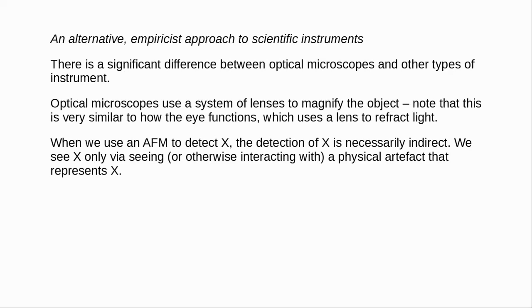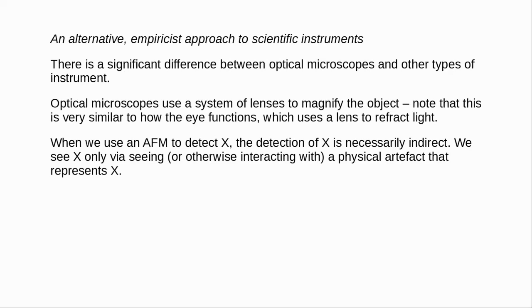The microscope, I suppose, could produce sounds, or it could construct an object that could be touched. But either way, our access to X will always be indirect in the same sense. We can access the properties of X only via an artifact which represents X, which is produced by the microscope. An artifact which can be detected by means of the unaided senses.